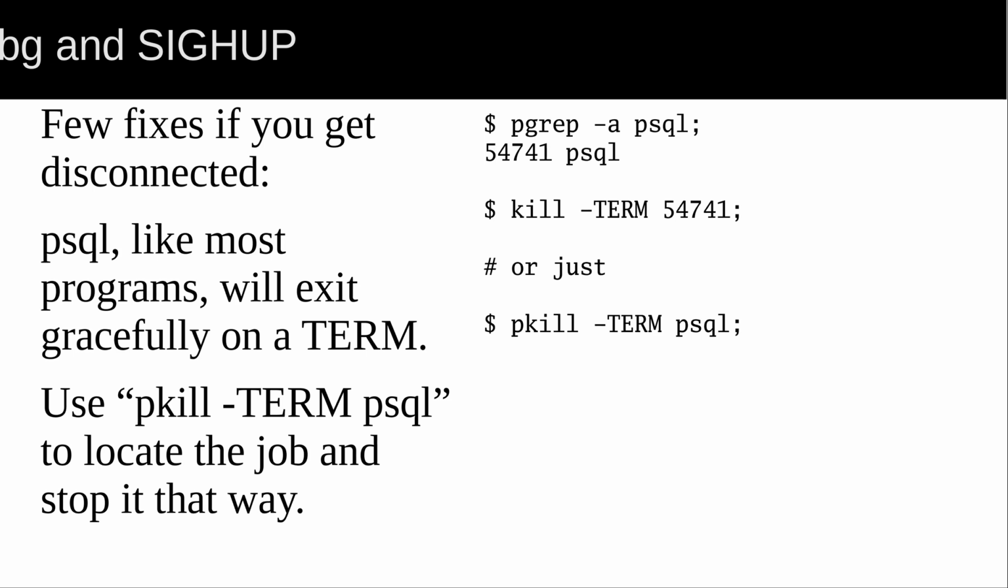pkill uses pgrep to find things that it then blitzes with your signal. But again, it's nice because if I do a ps and pipe it to kill minus term, I can blast all sorts of things that I don't own or I don't want to. So because I can use a more complex regular expression instead of just PSQL, I can say blow off all the database connections to this particular database where somebody's doing something stupid.